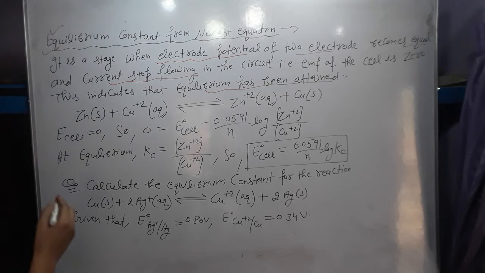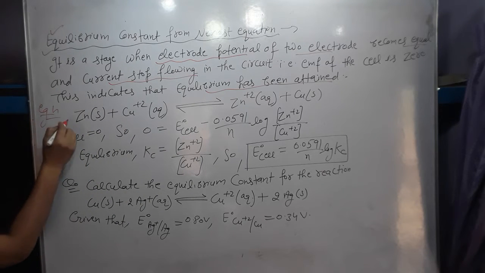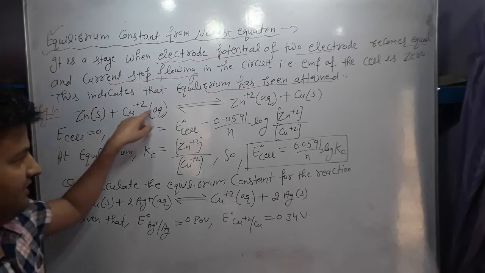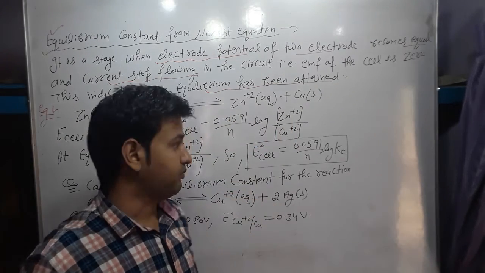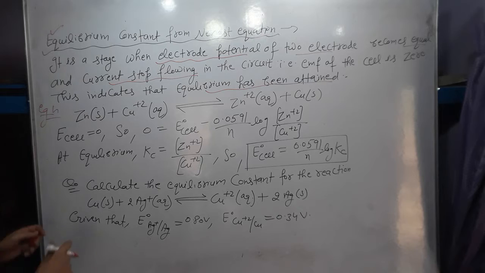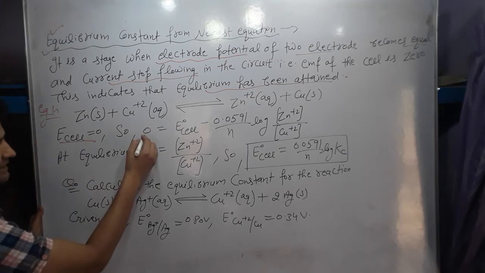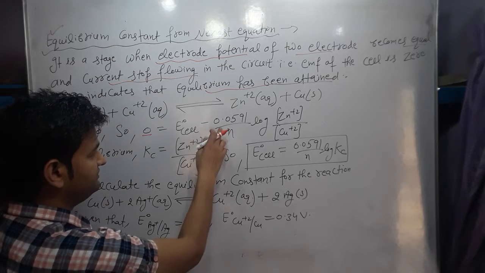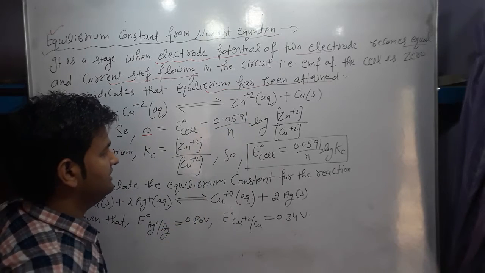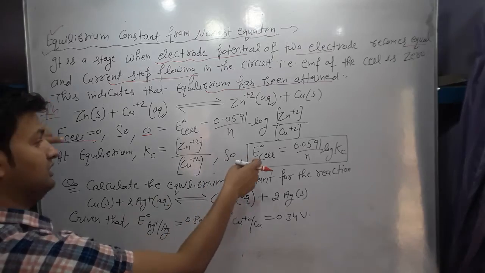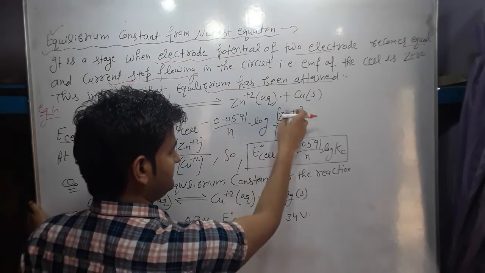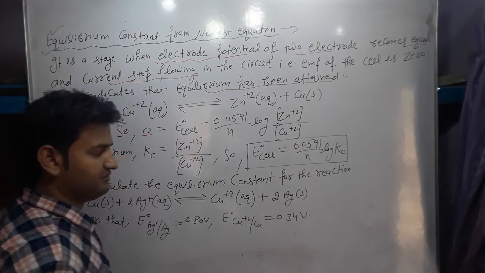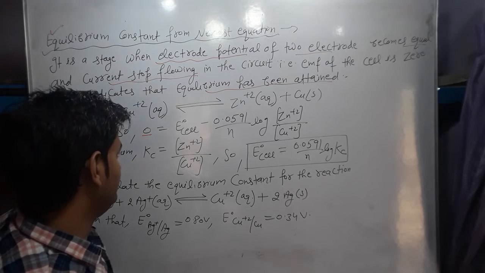So we consider an example for this. Zinc plus copper ion gives zinc ion plus copper. So we write the EMF of the cell is equal to 0. So we can write 0 is equal to E naught of the cell in the standard state minus 0.0591 over n. The value of n here is 2. Log of the concentration of product ions by the concentration of reactant ions.